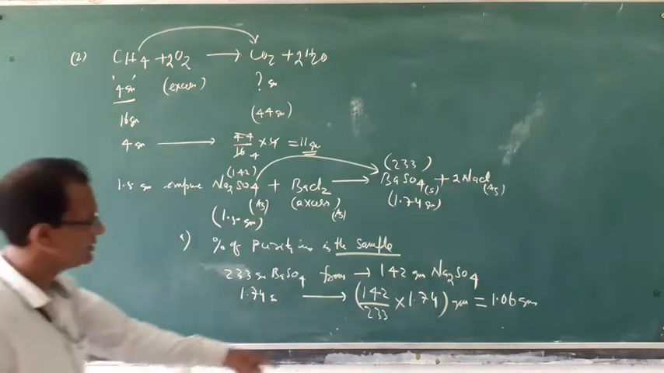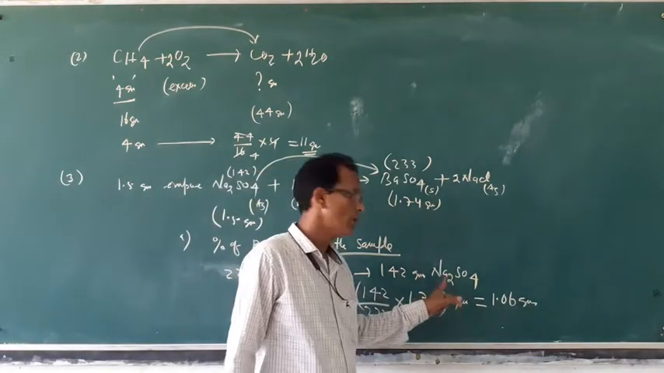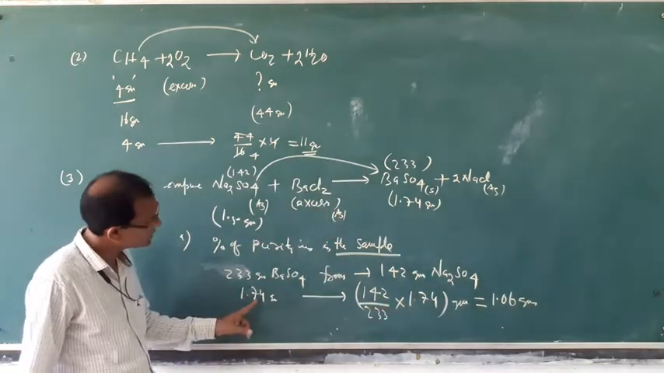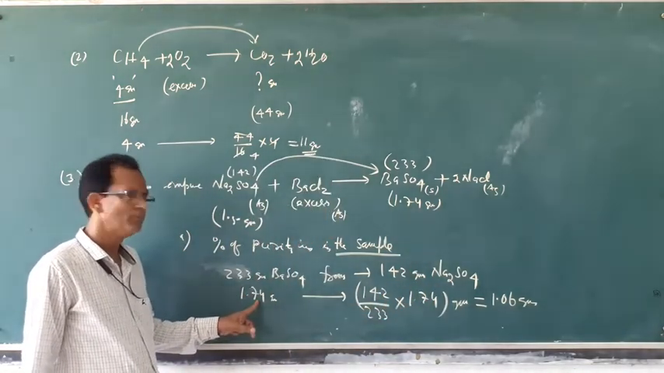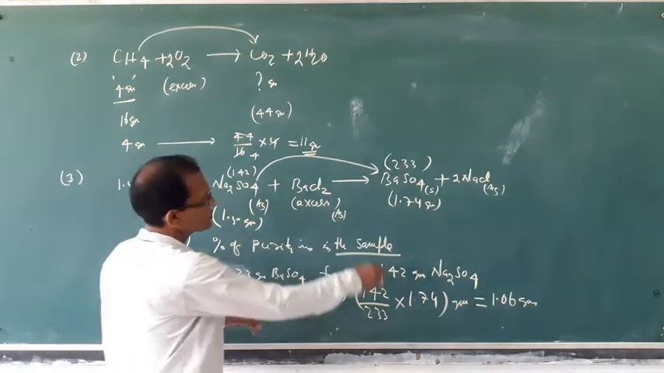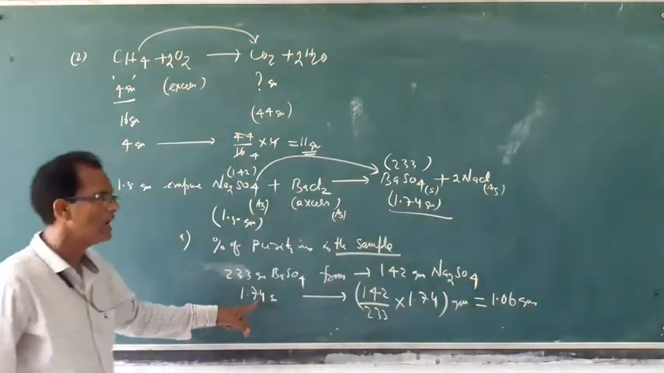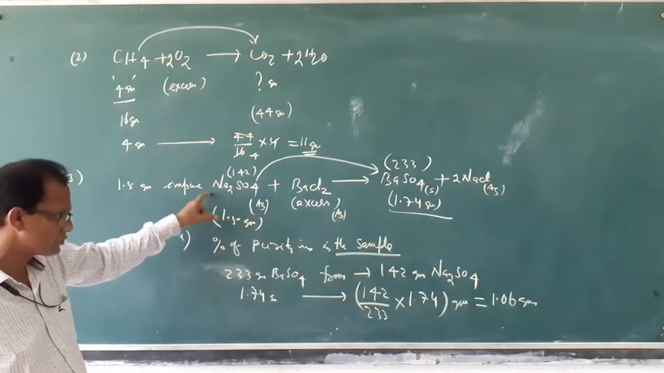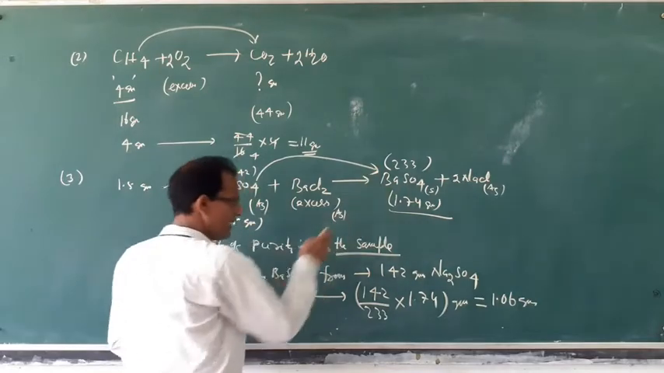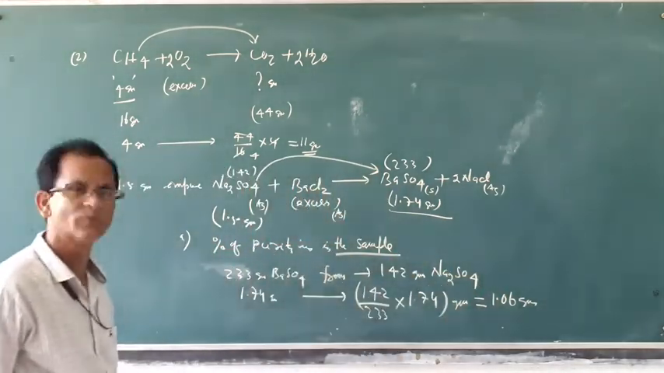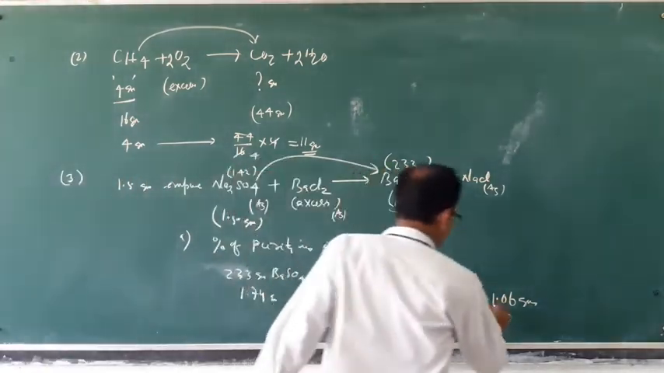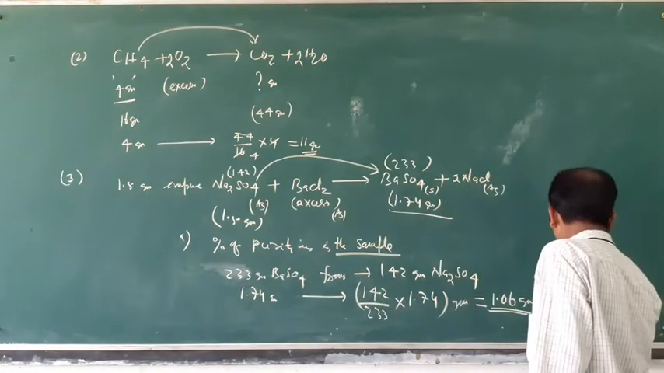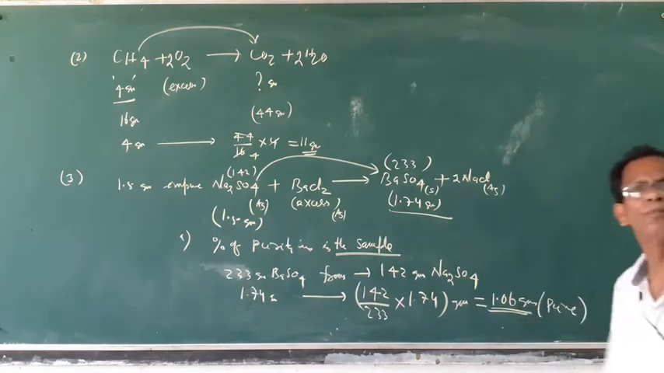What is this value? This value is for sodium sulfate. This amount of sodium sulfate forms 1.74 gram barium sulfate, because barium sulfate is produced as 1.74. Our question is, you will calculate the percent of sodium sulfate purity. That's why you have to take barium sulfate and find how much sodium sulfate produced. Reverse calculation. So this is the amount of sodium sulfate produced, and this is the pure value.